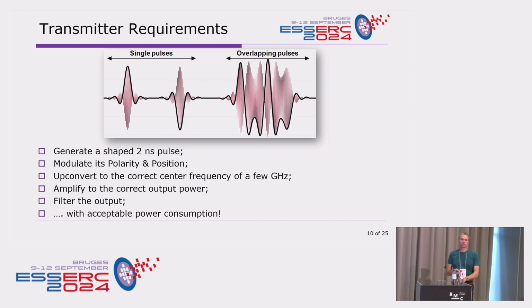So you have to upconvert to the correct center frequency, you have to amplify to the correct output power, you have to filter the output so you make sure you're not emitting anything out of band, because that's not allowed, and then you have to do all of that with acceptable power consumption. So you're all students, at least I'm told you're all students, so you scratch your head, and you ask yourself, how would I do that?